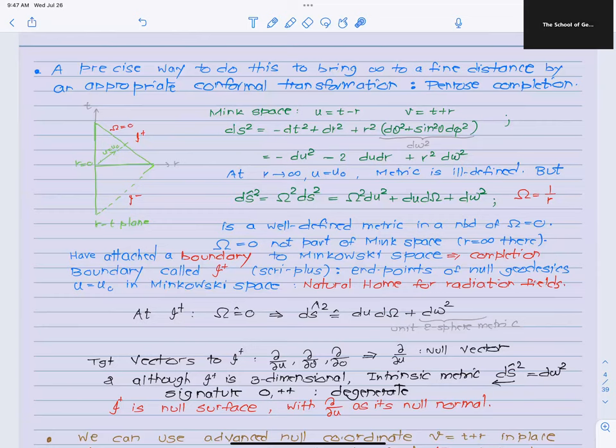Did I answer the question, or do you have a follow-up? Yes. And maybe for cosmological applications. Very good. What's the problem, for example, de Sitter or anti-de Sitter? Maybe it's clear what goes wrong.